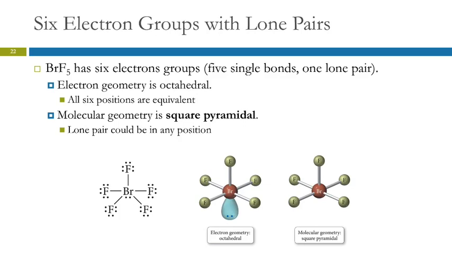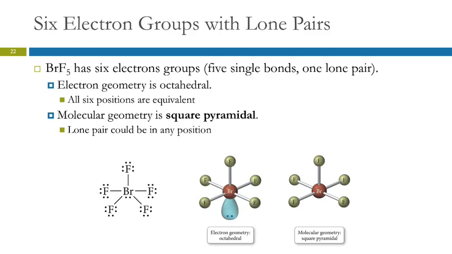Six electron groups. So here's bromine pentafluoride. We've got 6 electron groups. That makes an octahedron. So there's the octahedron. It's 6 different groups, and they're going to spread out equally. It's all 90-degree angles. So does it matter where we put the lone pair? No. All of these positions are equivalent. So we'll just take one and make that one the lone pair.